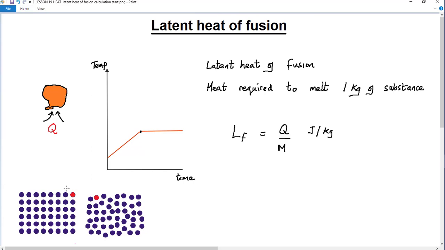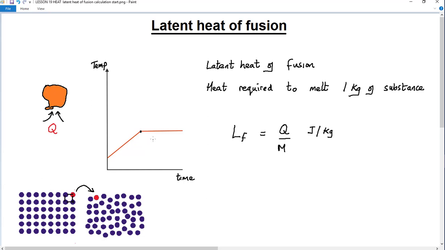Before we have a look at a little practical problem, let's remind ourselves about what's going on at the particle level. In the solid structure the particles are vibrating around, but they're also held together by strong cohesive forces. When the solid starts to melt, the heat being supplied to the particles in the solid is helping them to overcome those strong cohesive forces and escape into the liquid state.